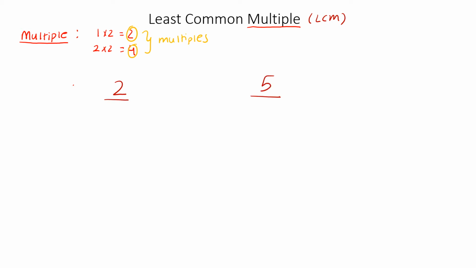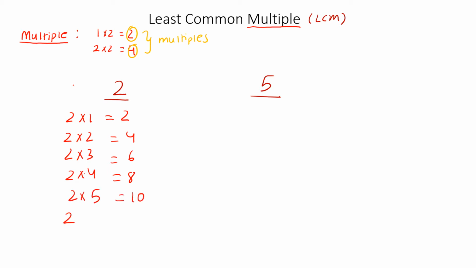Well, 2 times 1 is equal to 2. 2 times 2, 4. 2 times 3, 6. 2 times 4, 8. Let's keep on going till 6. 2 times 5, 10. And 2 times 6 is 12.